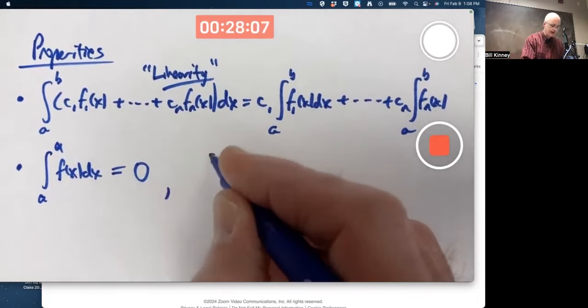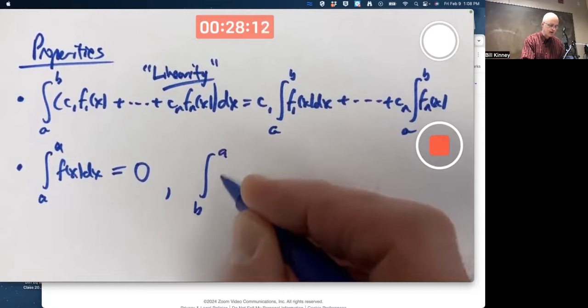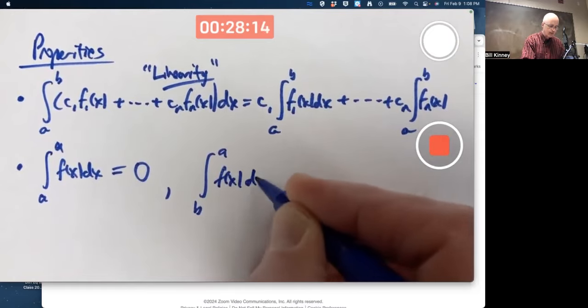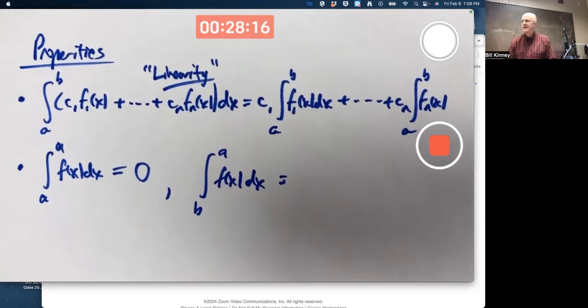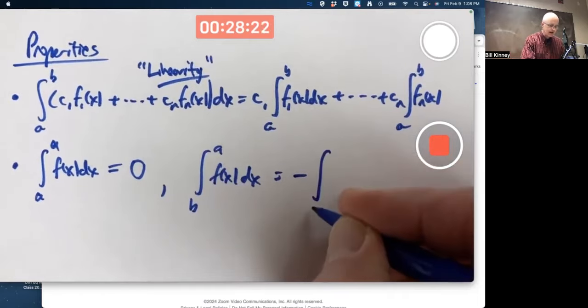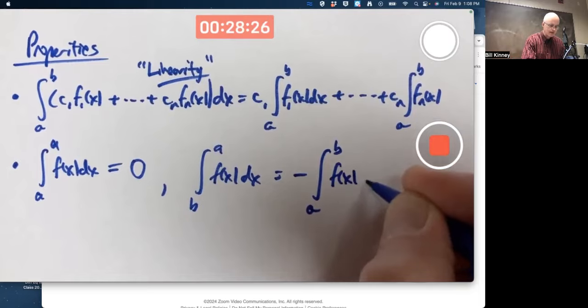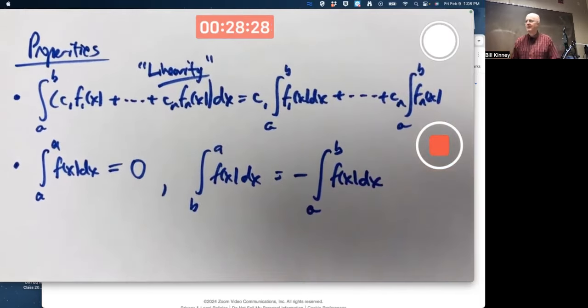Next property is also handy sometimes. What if I switch the a and the b around? What if I put a b down there and an a up here? And what if a truly is still less than b? Well, it's the opposite of the integral where the a is in the bottom and the b is at the top. This is not something to prove, it's a definition. Definitions are true because we say so, though they should make sense. It should be a good idea to define this to be true.